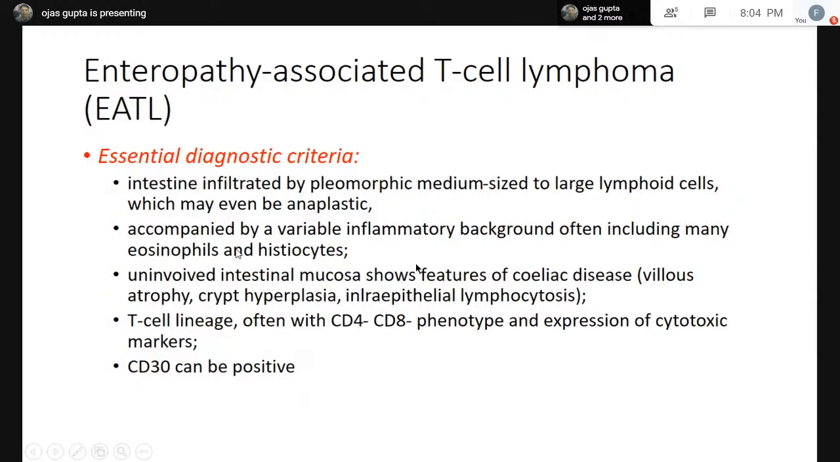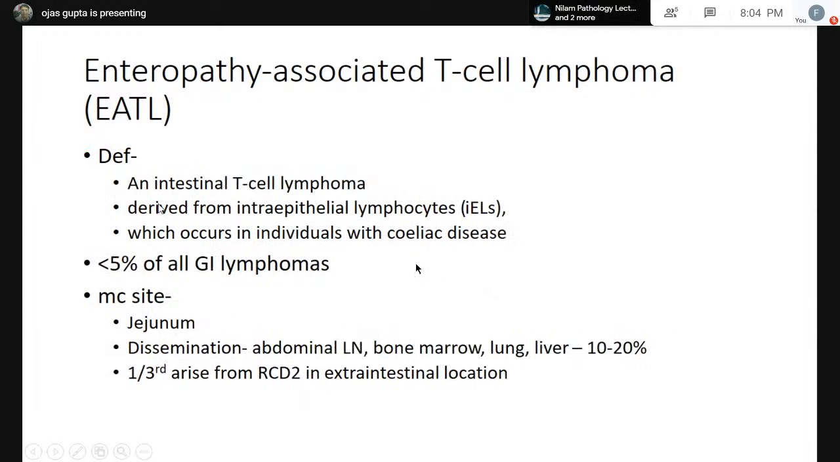The uninvolved intestinal mucosa shows features of celiac disease, like villus atrophy, crypt hyperplasia, and intraepithelial lymphocytes, and they will be positive for T-cell lineage markers. They will show negativity for CD4 and CD8 and express cytotoxic markers. And the larger cells will be positive for CD30. So these are intestinal T-cell lymphomas, and they are derived from intraepithelial lymphocytes.